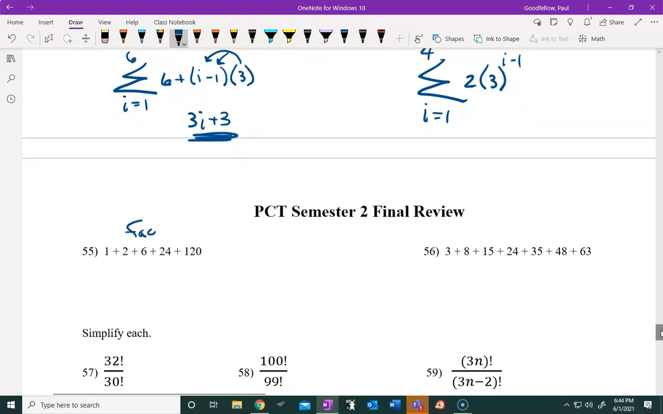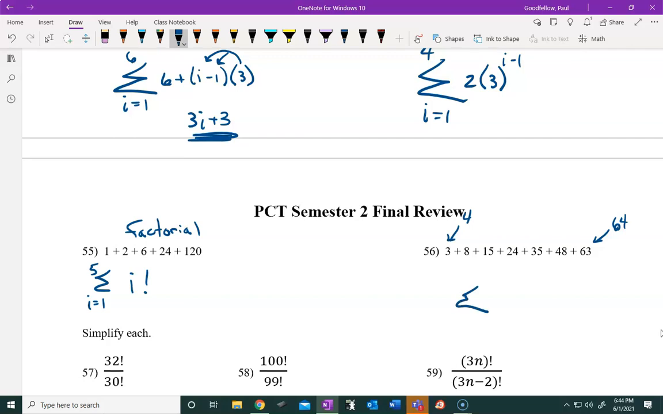This guy's a factorial. Get that one kind of in your brain. That is i factorial. Sigma going from i is equal to 1 to 5. Pretty straightforward. This looks like 64 almost, and that looks like almost like 4. Oh, dude, this is just the squares minus 1. So x squared minus 1, and that sigma is going from, and I shouldn't have used x. Should be i squared minus 1, and that i is starting at 2, 2, 3, 4, 5, 6, 7, 8, 2 to 8.